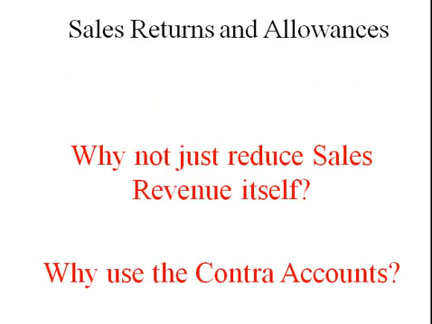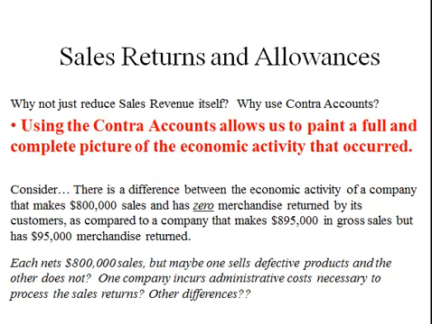Notice we've used sales discounts, sales returns, and allowances to report reductions in our net sales revenue. Why bother with contra accounts? Why not just reduce sales revenue itself? The answer is that it provides additional information.